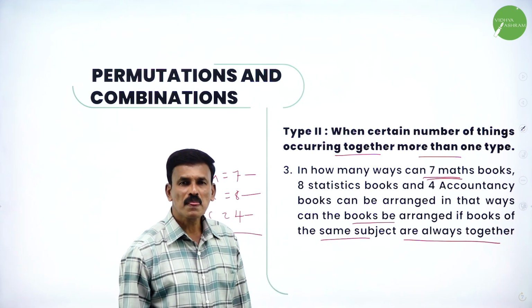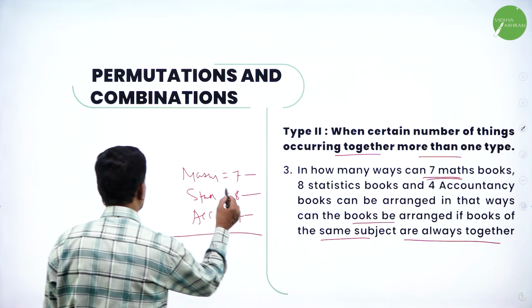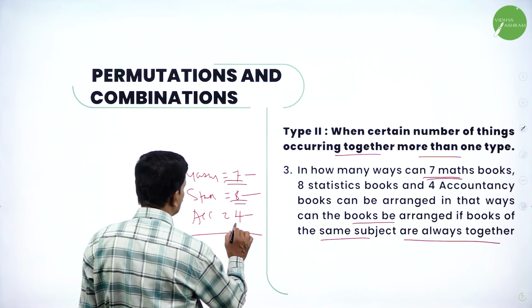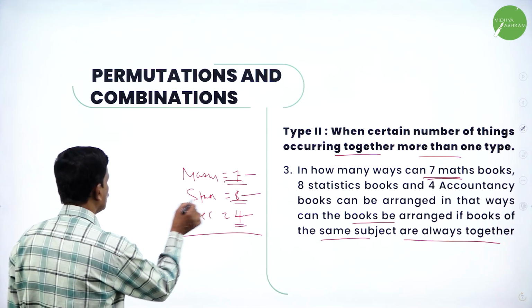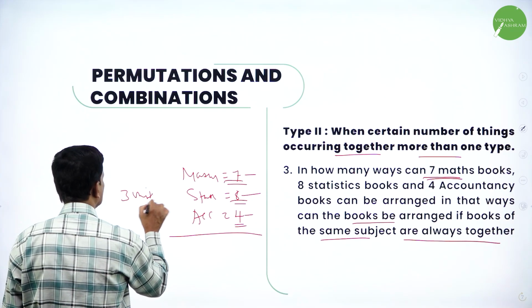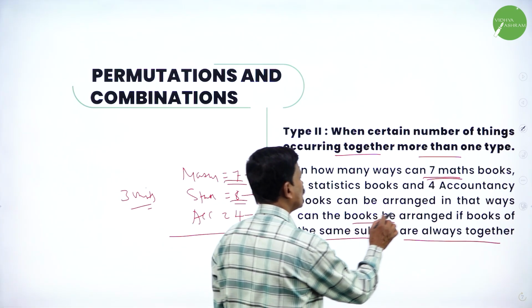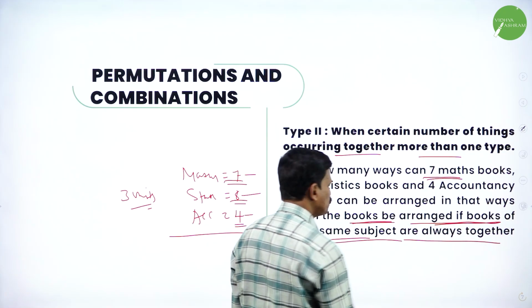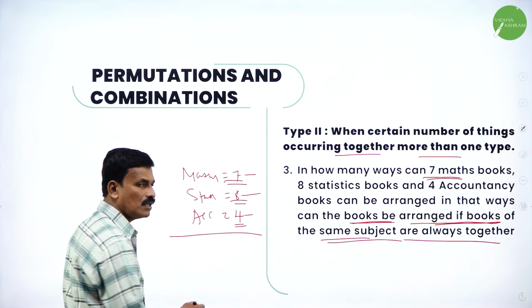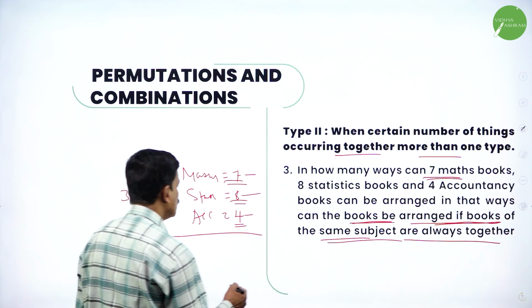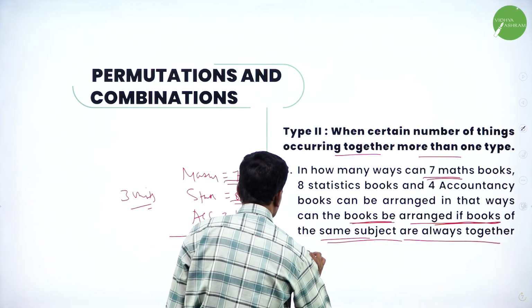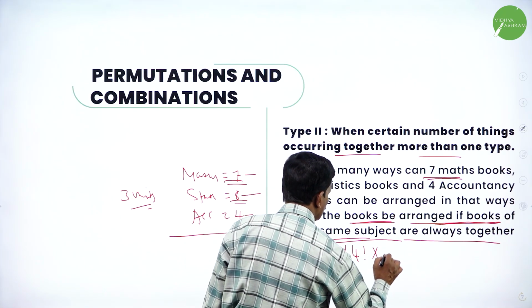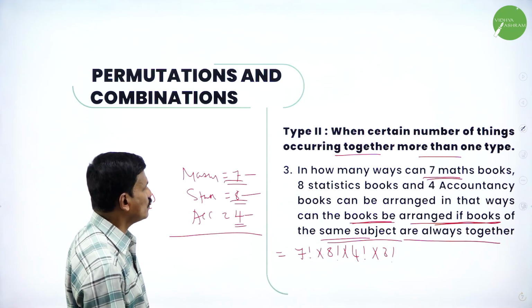Now, a very simple problem. Consider all the mathematics books as one unit, stats books as one unit, and all accountancy books as one unit. So totally there are 3 units. What is the condition given? The books can be arranged such that books of the same subject are always together. So if you multiply all this, you will get the required permutation. Therefore the required permutation is 7 factorial into 8 factorial into 4 factorial into 3 factorial. That's it. So this is the required arrangement.